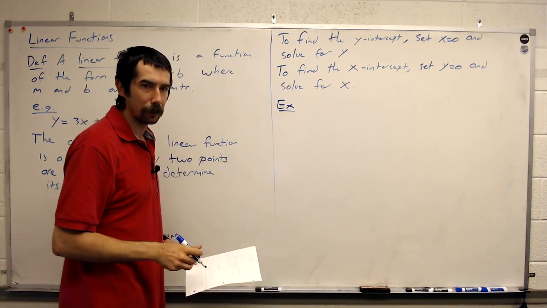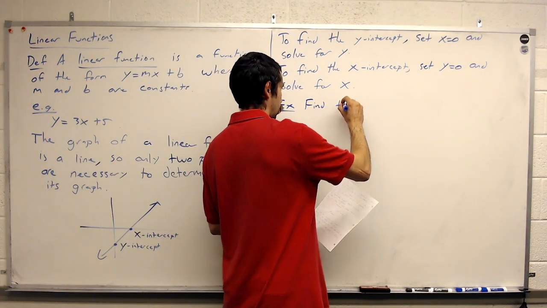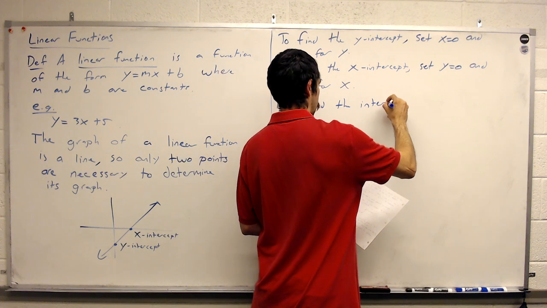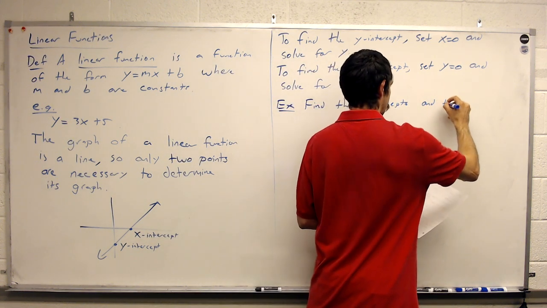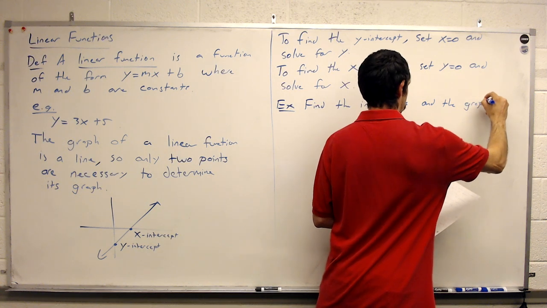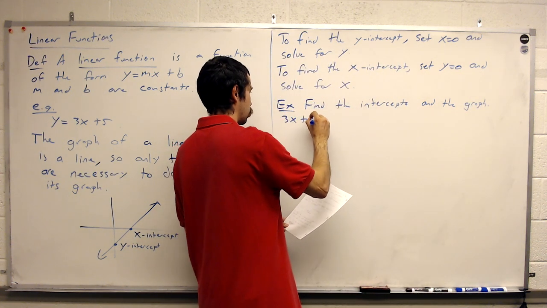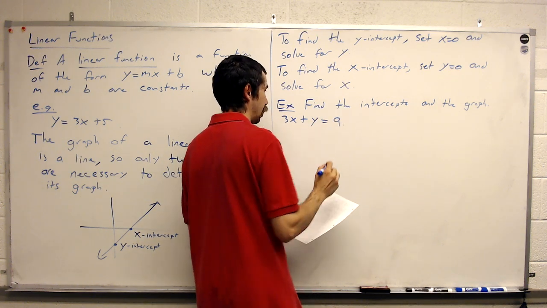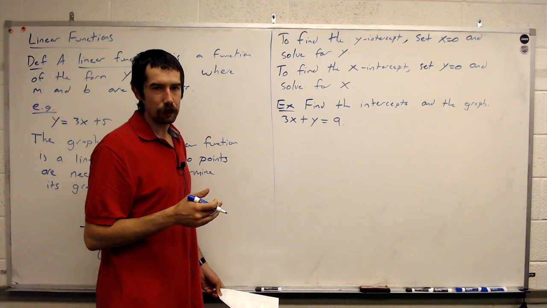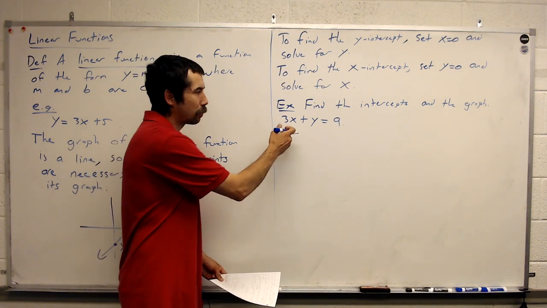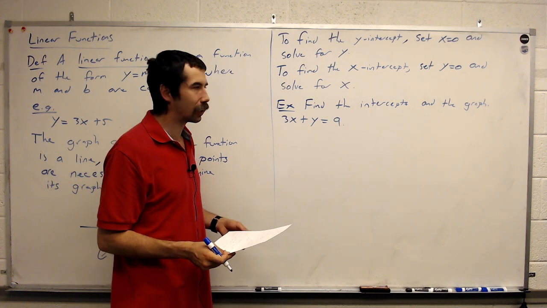All right, so let's do an example. Let's find the intercepts and then graph. All right, and our equation is 3x plus y equals 9. So this is not written in y equals mx plus b form. But if we subtracted the 3x over, it would be y equals negative 3x plus 9. So it's very clearly a linear function.